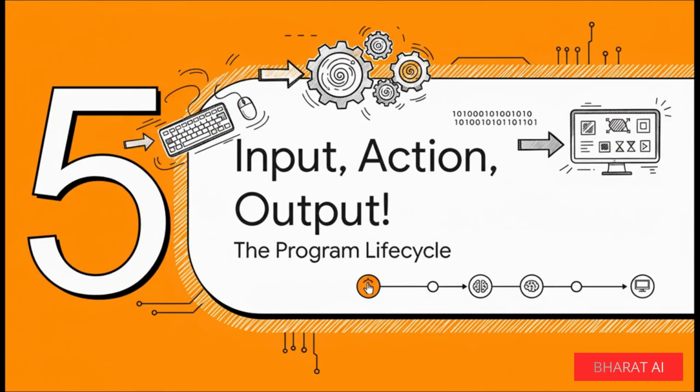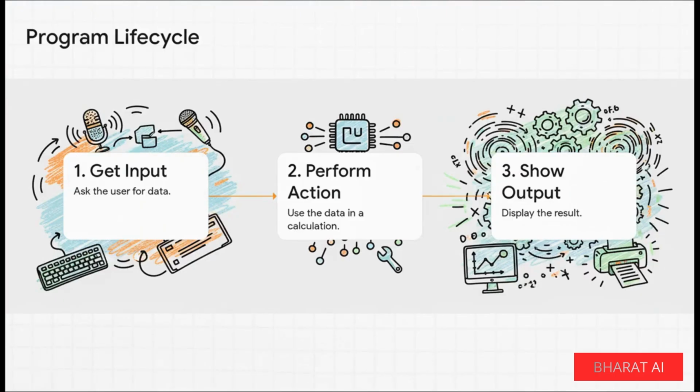Okay, let's put all these pieces together. I mean, the real power of a program, what makes it truly useful, is when it can interact with a person, right? It needs to be able to take some input, do something with it, and then show a result. And that brings us to this simple 3-step life cycle. This is the heartbeat of pretty much every program you'll ever use or write. 1. Get some input from the user. 2. Do something with that input, perform an action. 3. Show the output, the result. That's it. Get input, process, show output. It's a simple idea, but it is incredibly powerful.